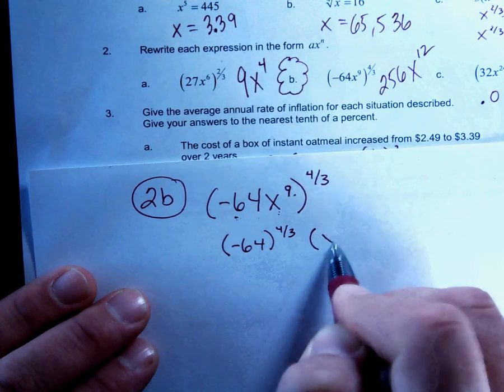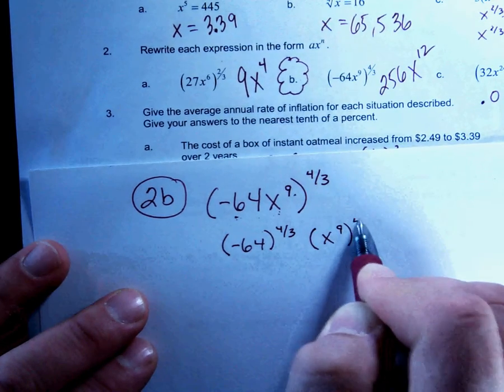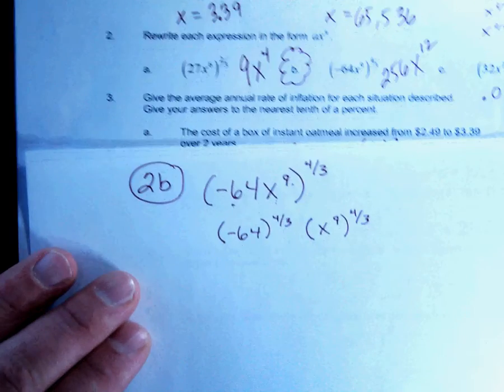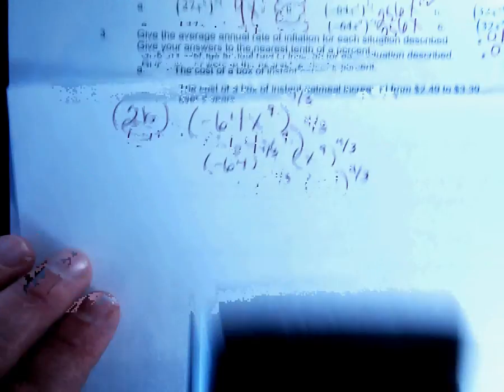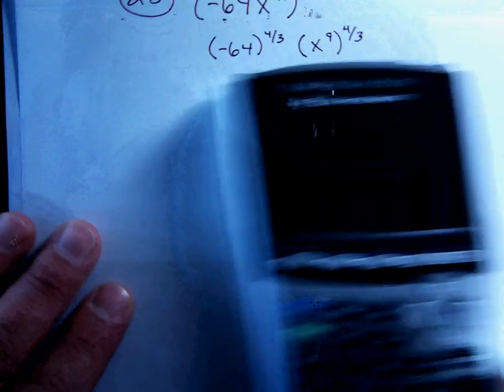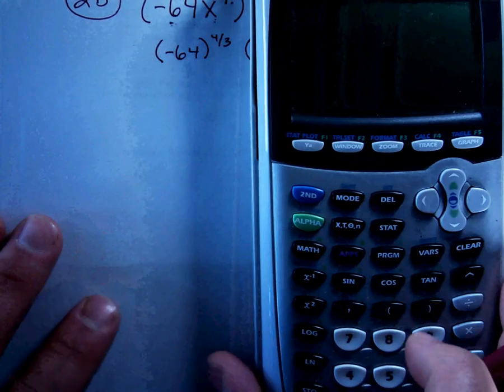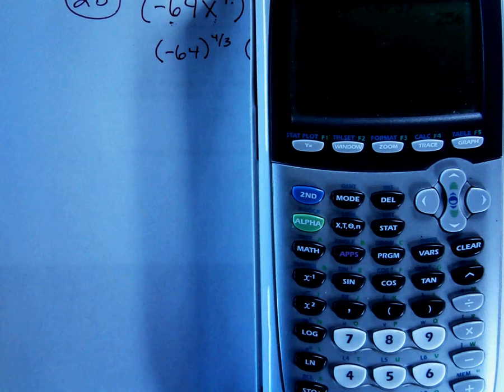So one way to think of it is to split it up into 2 pieces, like that. When we have negative 64 to the 4/3, that's where the calculator tells us that the answer is positive and not negative.